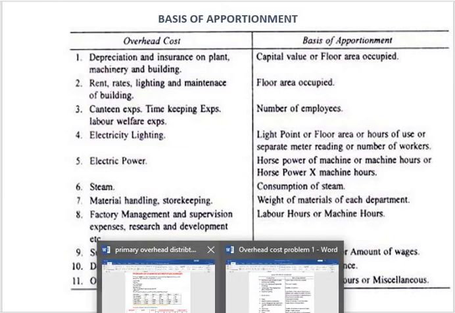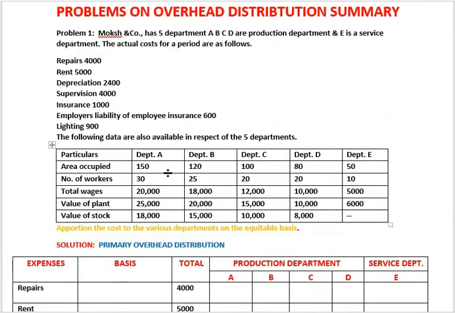Now let us see the distribution process. The first expense we have is repairs. They have given 4,000. This repair is an expense of the entire factory, so you cannot allow this 4,000 to only one particular department. For example, you cannot give this entire 4,000 amount to department B, because in a factory there are 5 departments. So you have to apportion this repairs to all 5 departments.